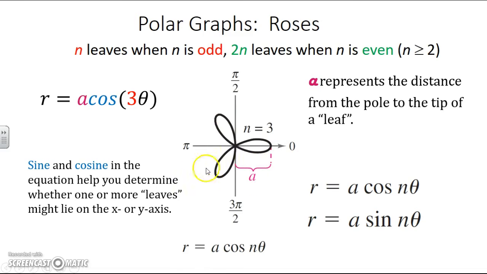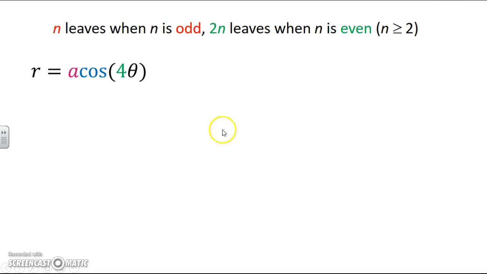Now, there are no tick marks on the graph, so I don't know what the value of a is, but I know that I have a cosine of 3 theta, and I'm going to have 3 leaves. Not really sure whether one or more is going to lie on the x or y axis. I might be led to believe that because it's cosine, one of those leaves would lie on the x-axis. We'll see if that bears out when we look at sine. So n equals 3. I expect 3 leaves. Now graphing these is a lot different than graphing the limacons, and we're going to graph one very slowly so you can see the process, but I want to look at another example.